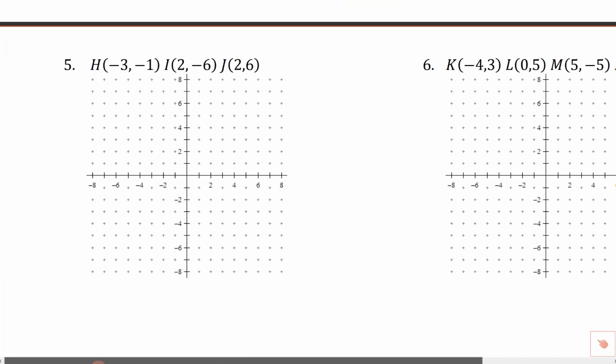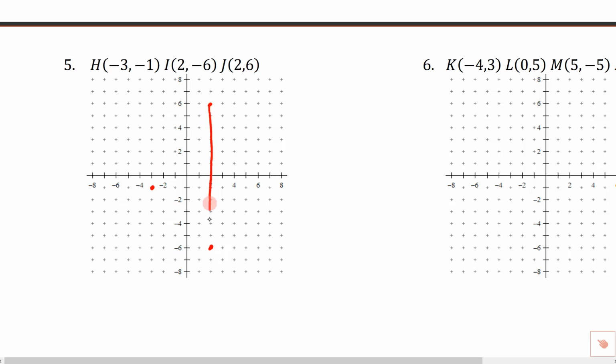Number 5 is slightly different. On this one, we've only got 3 points, so that seems like that might be a little bit easier. So let's label H. So this is negative 3, negative 1, so back 3 and down 1. And then we've got 2, negative 6, so 2, negative 6 would be down here. And then we've got 2, 6, so 2, 6 would be right up here.